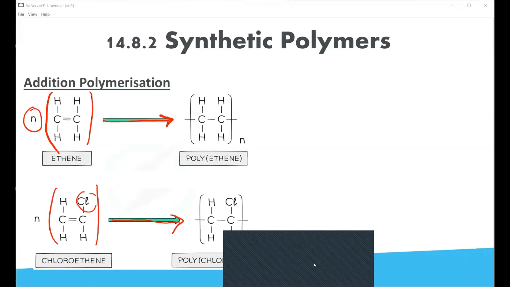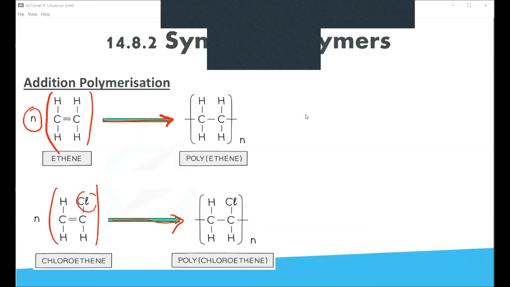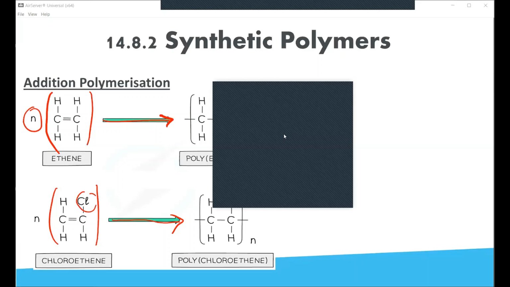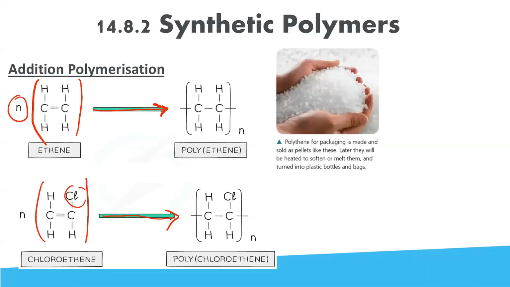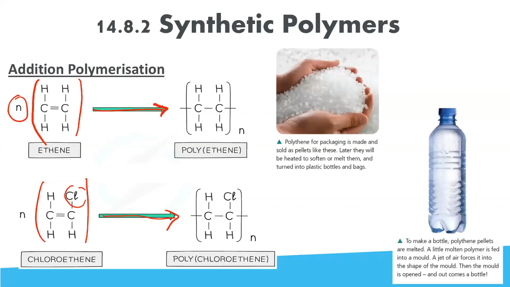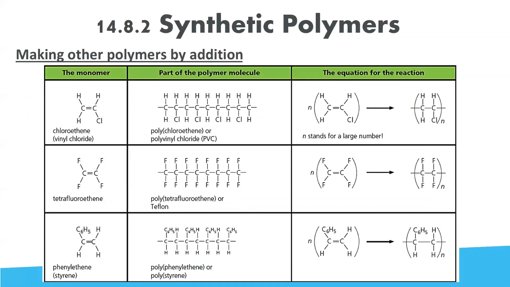Some students are getting online late. Usually polythene for packaging is made and sold as pellets, as you can see from the photo. Later they will be heated to soften or melt them and turn them into plastic bottles and bags. So this is what we highlighted yesterday. And these are some examples of addition polymers.